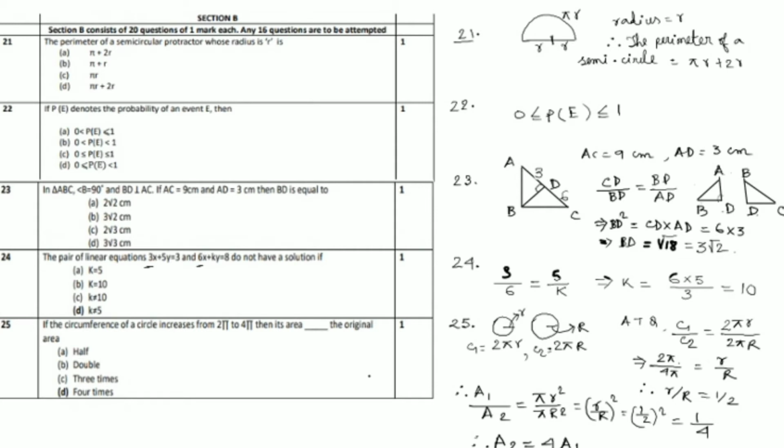Now the question number 21 is the perimeter of a semicircle whose radius is r. Here you see this is a picture of semicircle. Then what will be the perimeter? This portion plus this portion. So the perimeter of this semicircle will be, this portion will be pi r, and this portion will be r plus r means 2r. So it will be pi r plus 2r. So which option will be right? Option D.